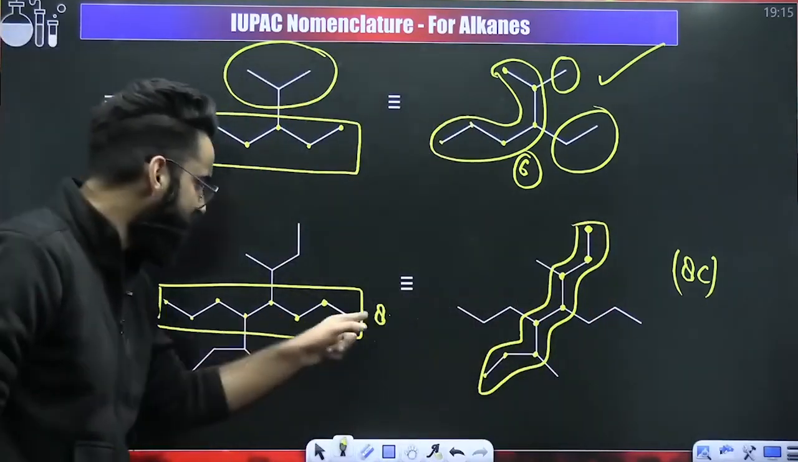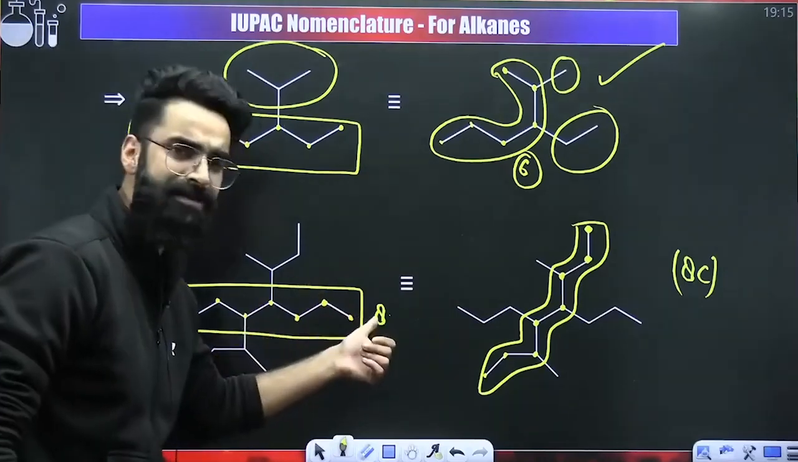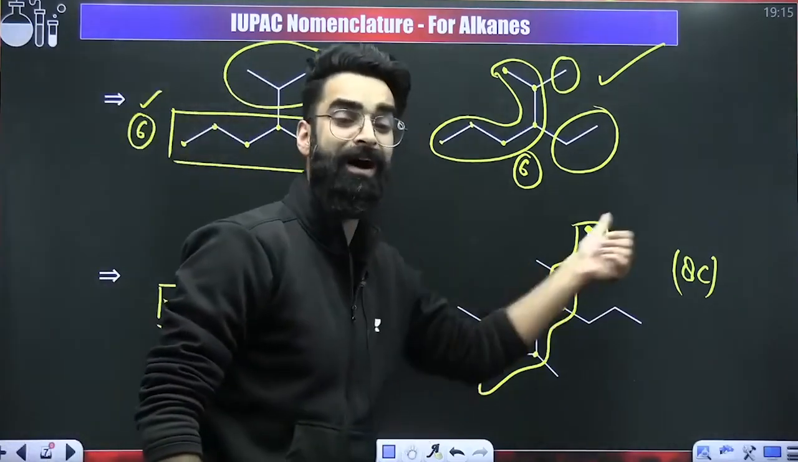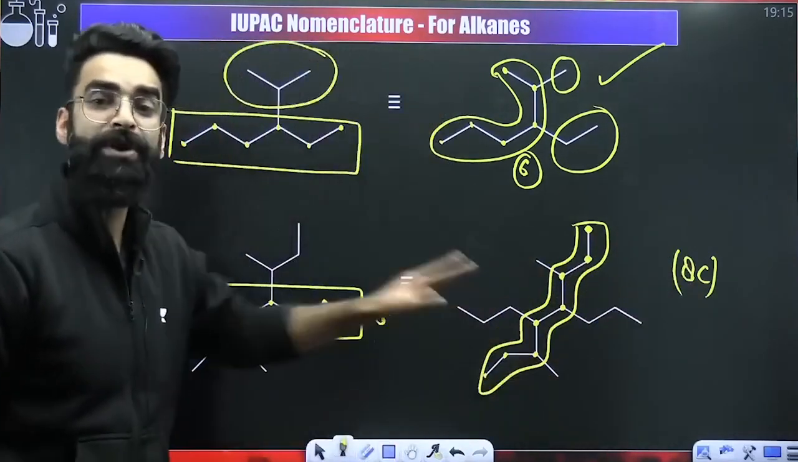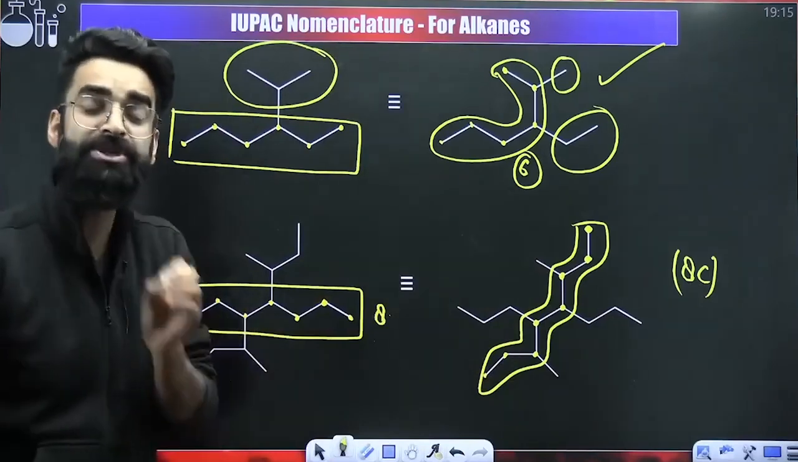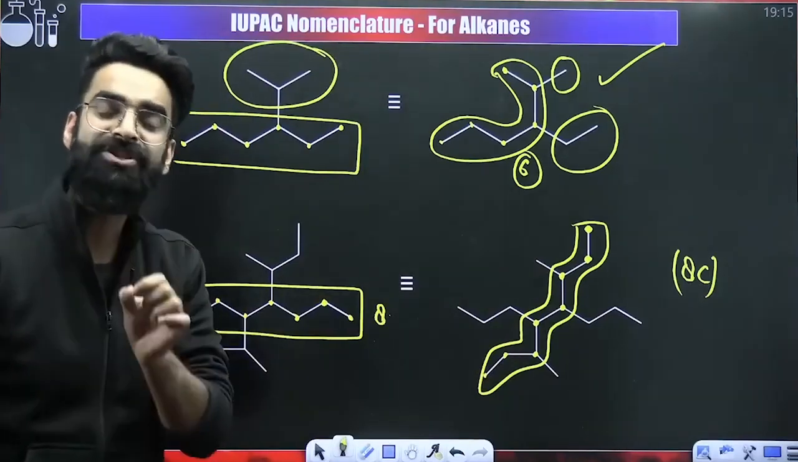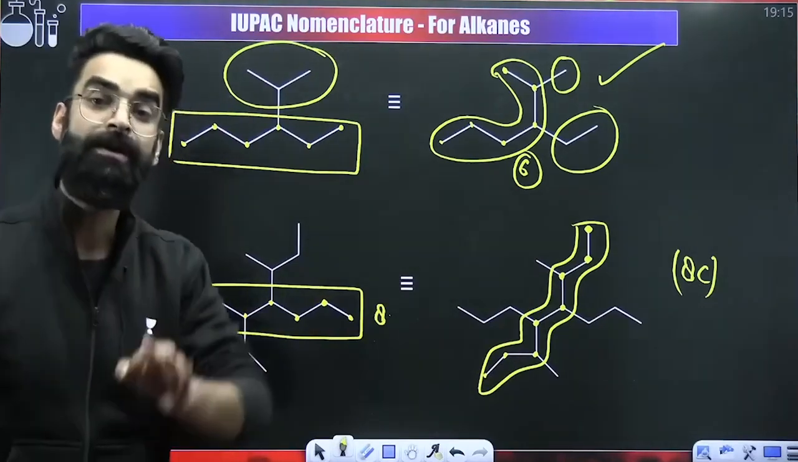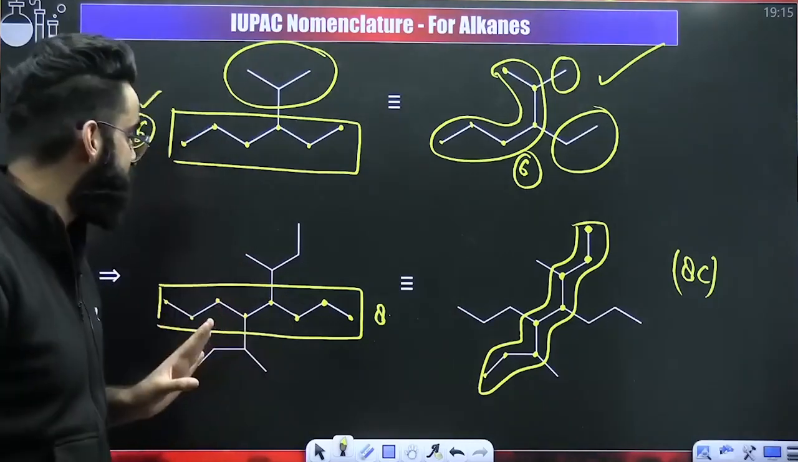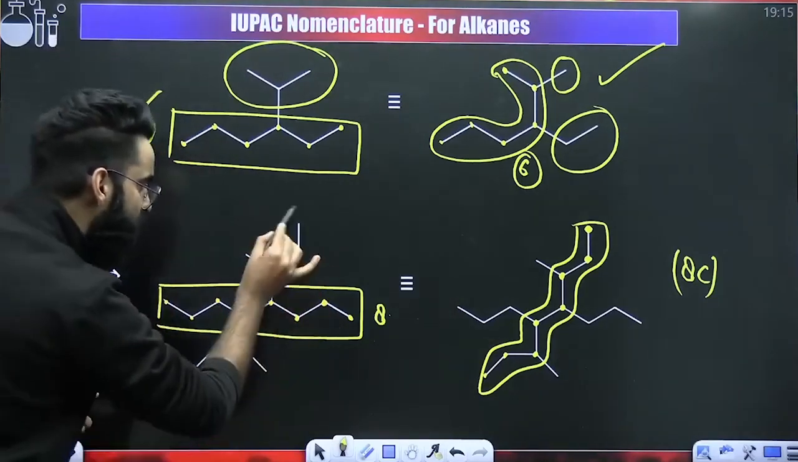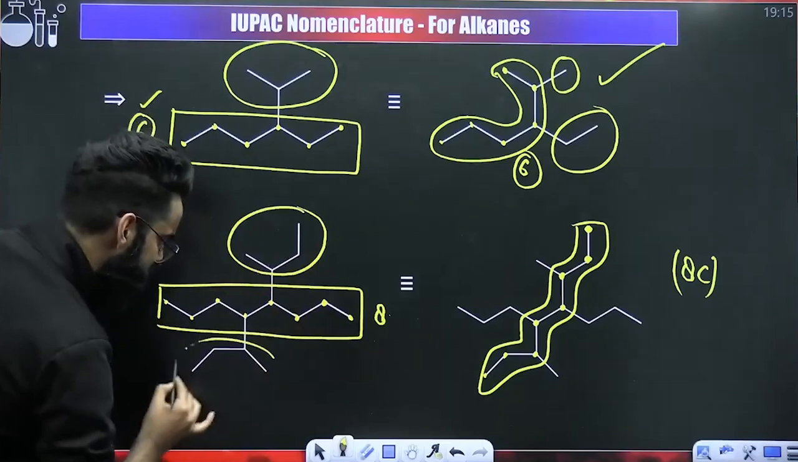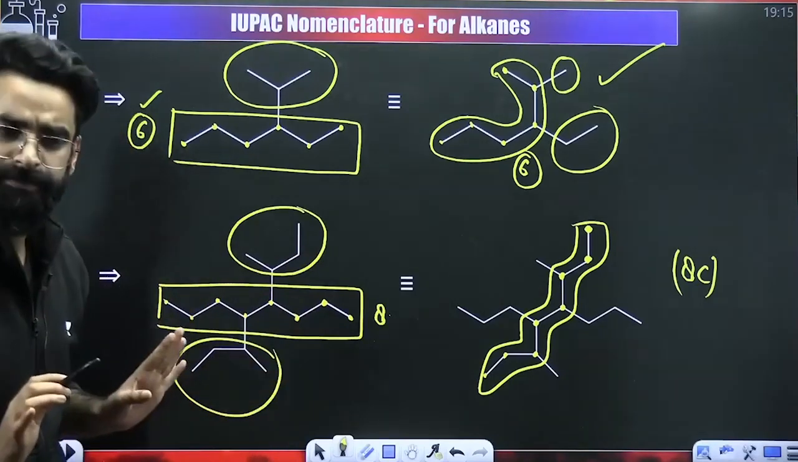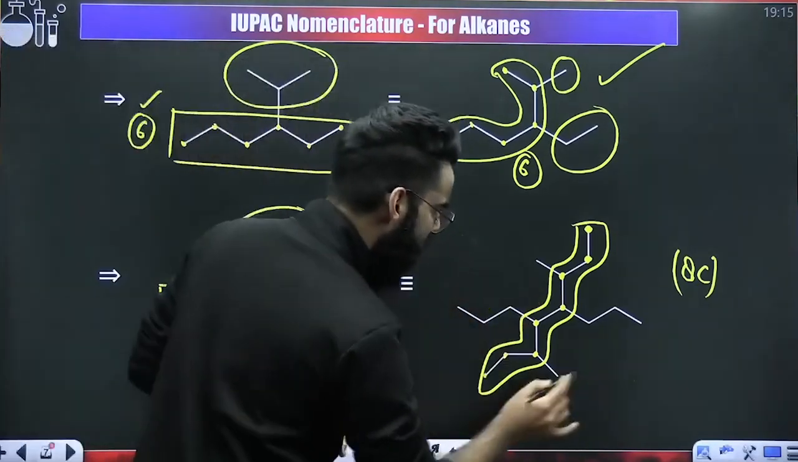My dear students, the chain which I have selected here contains 8 carbon atoms. The chain which I have selected here, again, contains 8 carbon atoms. Now, which chain do I need to prioritize? Which is going to be my parent chain? That chain is going to be my parent chain, which contains the maximum number of branches. Over here, how many branches do we have? This is the first branch. This is the second branch. Only 2 branches.